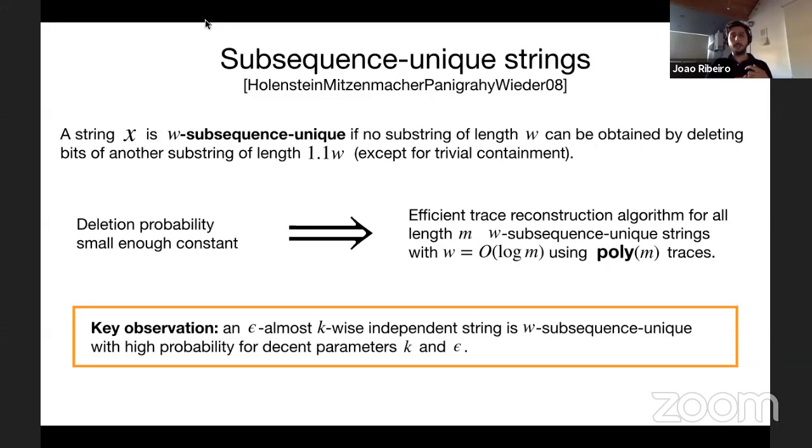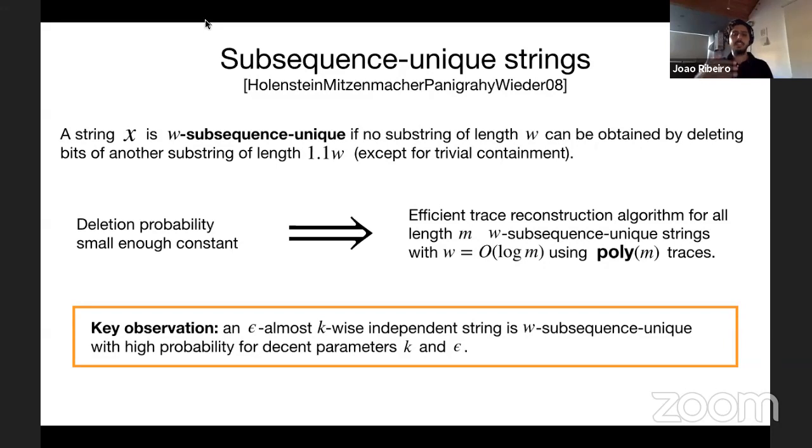About the definition: here, w-subsequence-unique, you're talking about the same sequence. So you consider one x, one sequence. If you look at any two substrings of x, one substring of length w and another of length 1.1 times w, slightly longer, you don't see the first substring as a subsequence of the second substring, for any pairs, except for the trivial cases where the first one is contained in the second. Yeah. Okay.